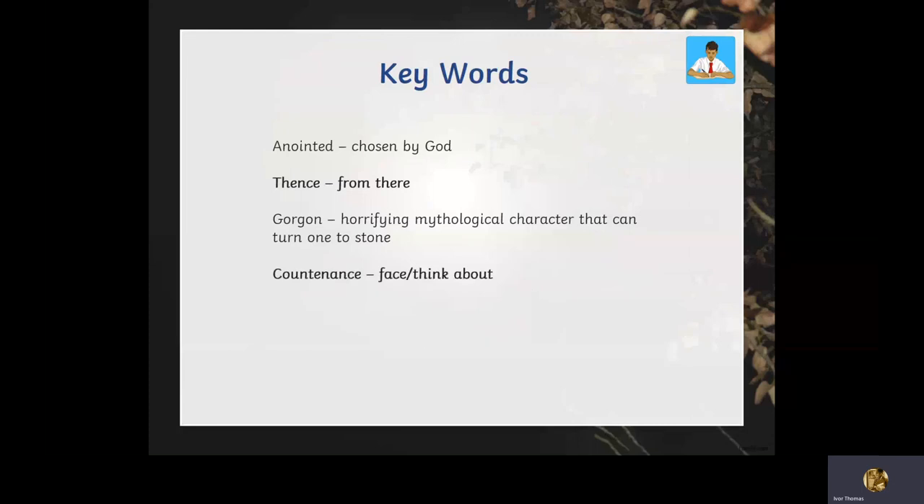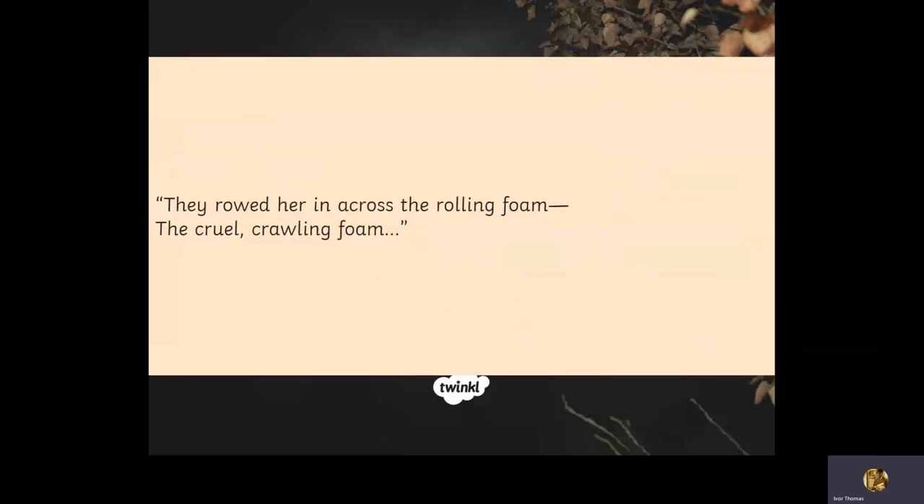Countenance means to face or to think about something. Lees is the yeast he deposits in wine. Macbeth again pretends that there's no quality left in the world. Its wine has been poured away and just the yeast has left. And there's mention of daggers steeped in blood.